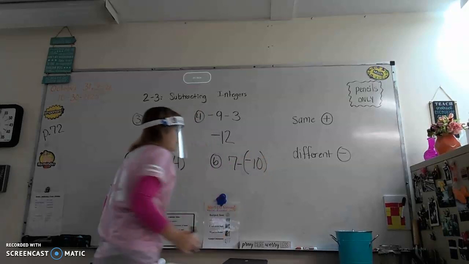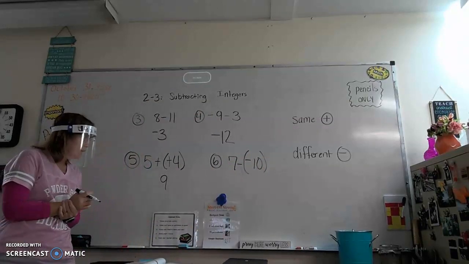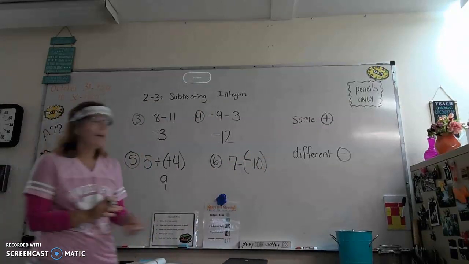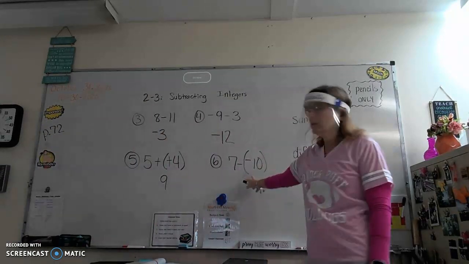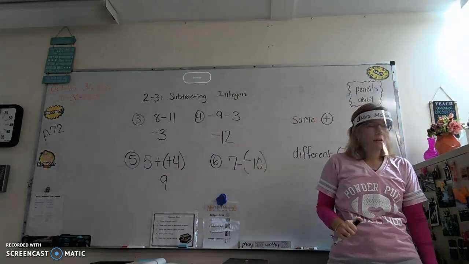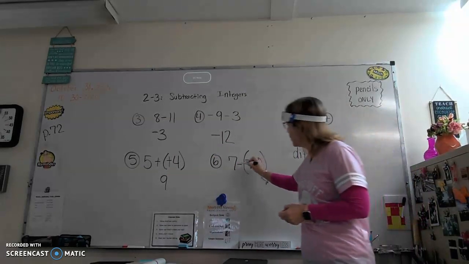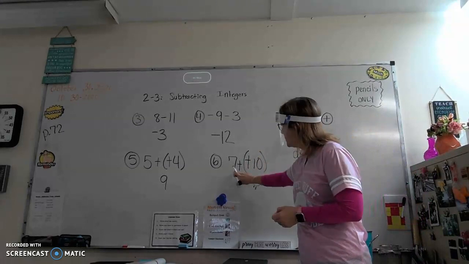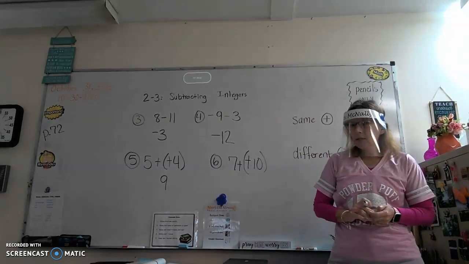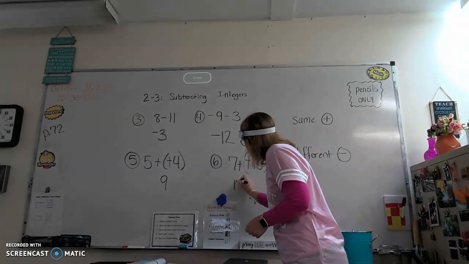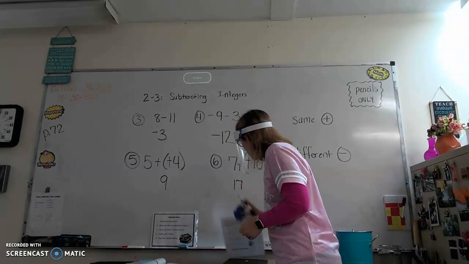Am I going too fast? Okay. So again, what's happening here in number 6? The negative next to the other negative. So I have to do what? You have to add it. They both turn positive. And 7 plus 10? 17. Yes, nice. Good job, boys.